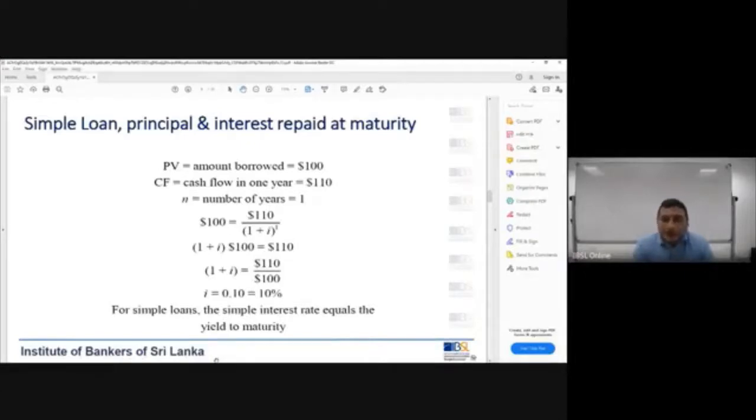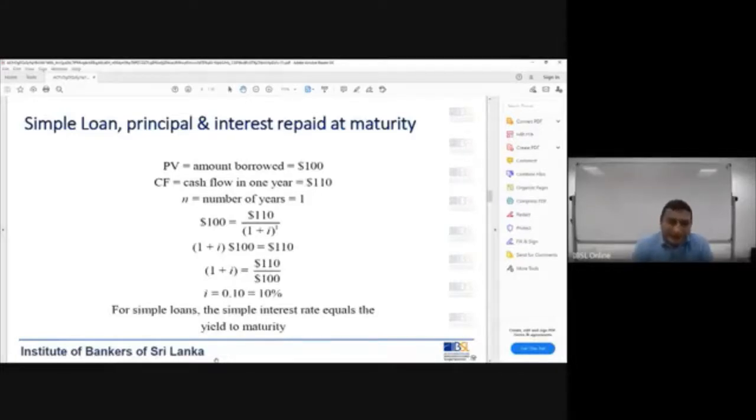Cash flow in 1 year is 110. That is n number of years. Now in this case, n is 1, because it's 1 year. So $100 you get today, that's the present value. The cash flow you get is 110.